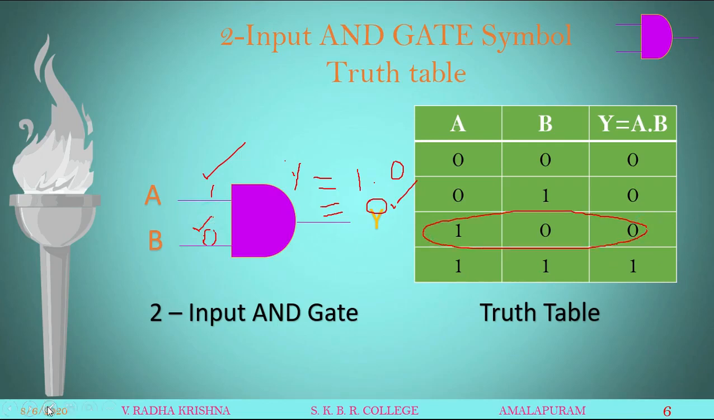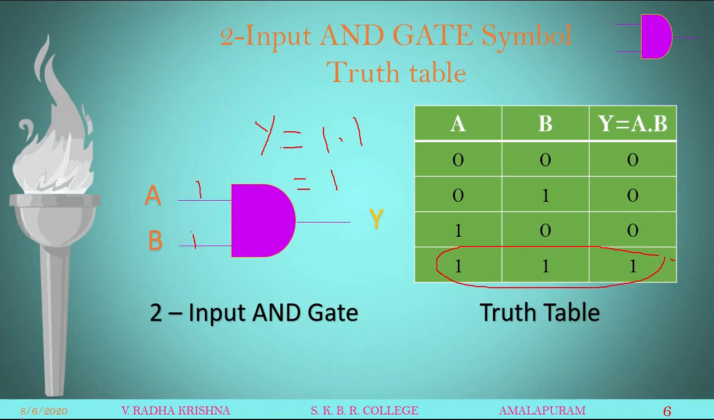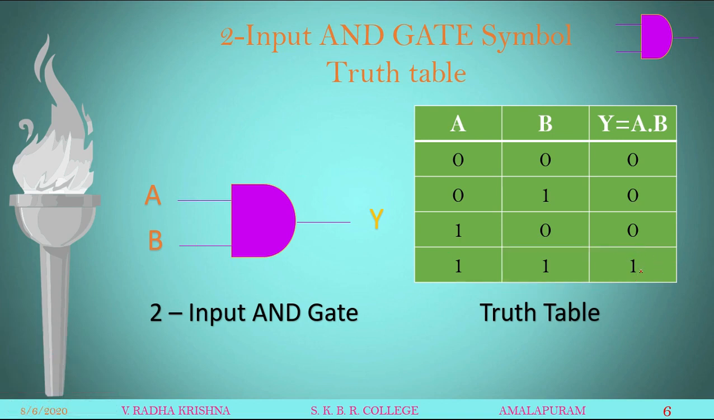Now, we will take the last entry, that is A = 1 and B = 1. In this case, output Y is equal to the product of the inputs 1 and 1. So 1 and 1 is equal to 1. Hence, the last entry is also verified. Thus, in a 2 input AND gate, the output becomes high when the 2 inputs are high. In the remaining cases, the output will become 0.